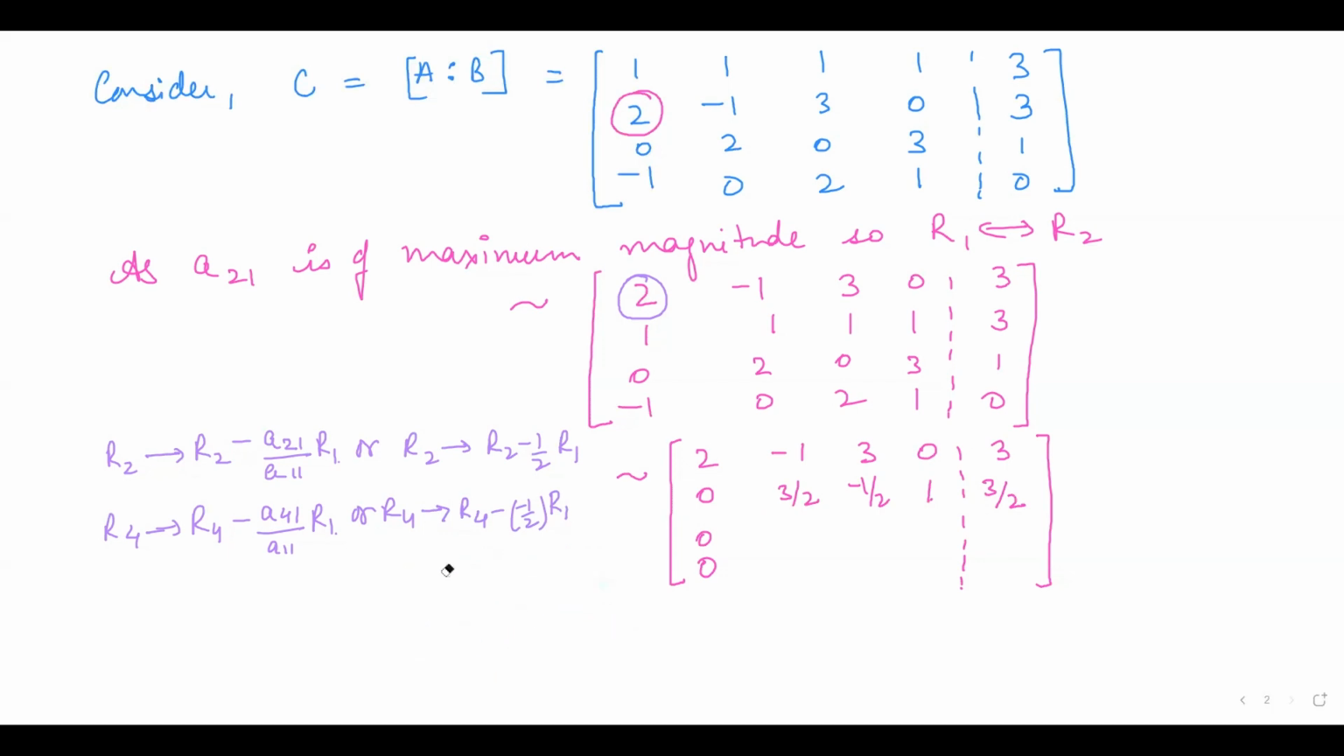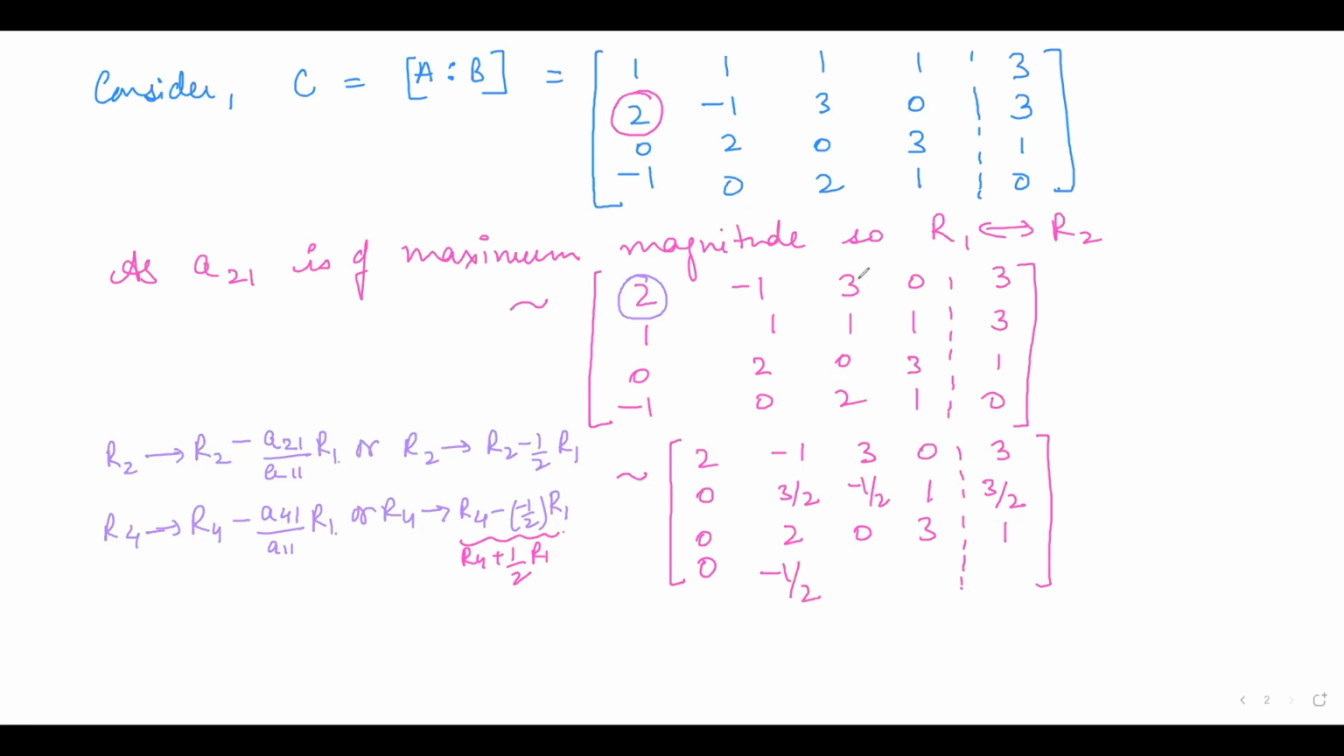Now the elements of the third row, no change. So 0, 2, 0, 3, 1. No change in the third row. Fourth row, I have made this 0. So 0 plus half. This is R4 plus half times row 1, right? So this. So 0 minus half. So this becomes minus half.